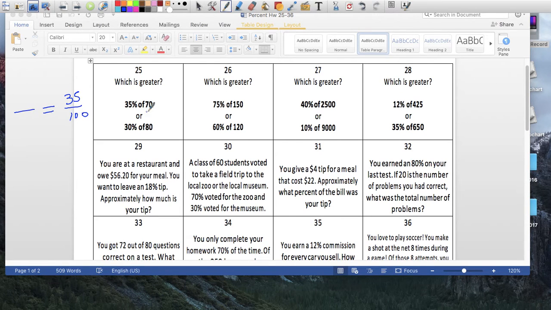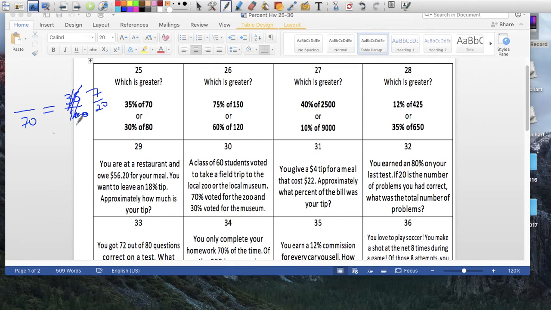100 goes over here, of 70, so 70 goes at the bottom here. And let's see if we can find a relationship here. Let's divide this by 5. 35% of 70 divided by 5, I get 7. 100 divided by 5, I get 20.